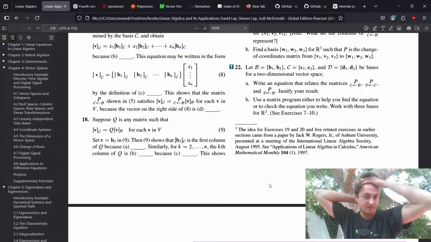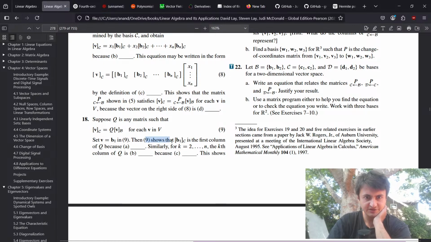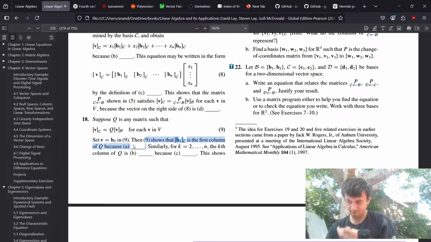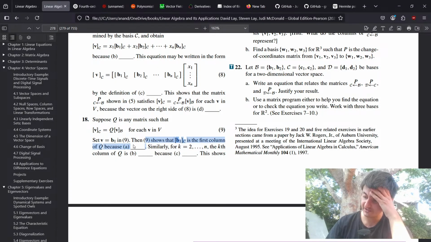This is interesting. Yeah, so set v equal to B1. Then 9 shows that B1_C is the first column of Q. Yeah, that's true. Because if v is equal to B1, then v_C must be B1_C, which is the first column of Q. But I don't know.